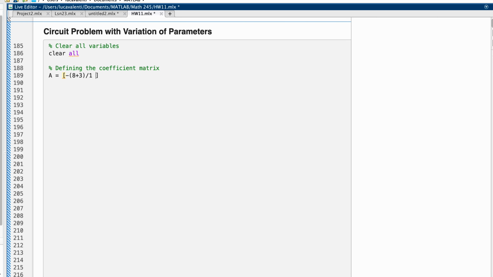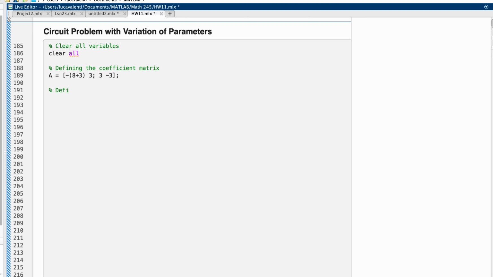Then we can go to the next entry, and that's R2 over L2, where R2 is 3 and L2 is 1. We can just not write this 1. And that's the end of the first row. Second row, R2 over L1. R2 is 3 over L1, which is 1, so I'm just going to write 3. And then negative R2 over L1, so negative 3 over 1. And that's going to be our coefficient matrix.